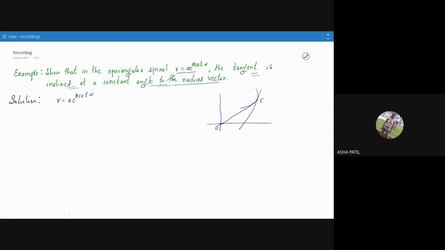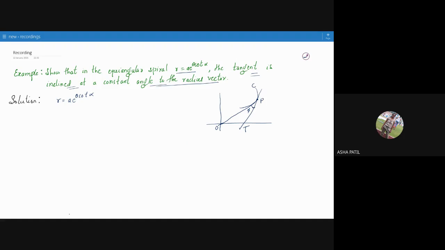Suppose OP is the radius vector, PT is your tangent drawn to the curve r equal to a e raised to theta cot alpha. Then we have to show that the angle between the radius vector and the tangent is constant. So let us denote it by phi. We need to show that phi is constant.